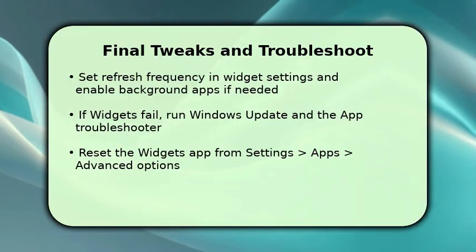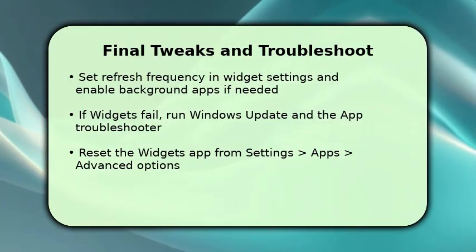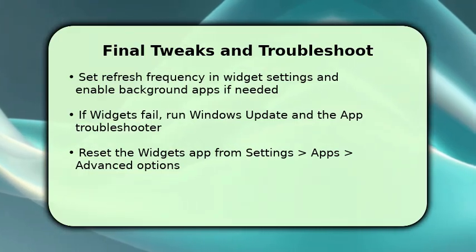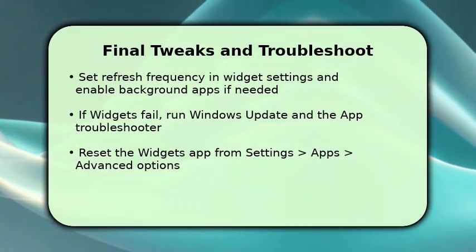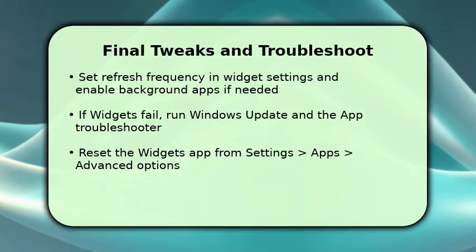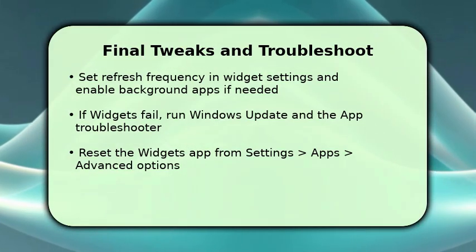If issues persist, go to Settings, Apps, find the Widgets app, and choose Reset to clear corrupted state. One key tip: sign out and back into your Microsoft account after a reset. That often restores synced widget data and fixes stubborn display problems.